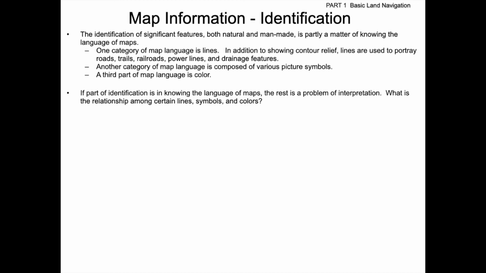Alright, now we'll talk about identification. Identification of significant features, both natural and man-made, is partly a matter of knowing language and maps. One category of map language is lines. In addition to showing contour relief, lines are used to portray roads, trails, railroads, power lines, and drainage features. Another category of map language is composed of various picture symbols. A third part of the map language is color. If part of identification is knowing the language of maps, the rest of the problem is interpretation. What is the relationship among certain lines, symbols, and colors?